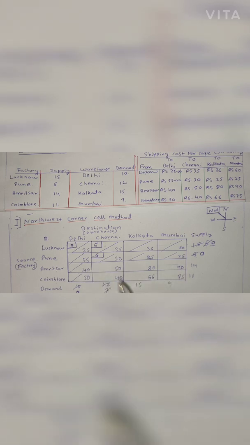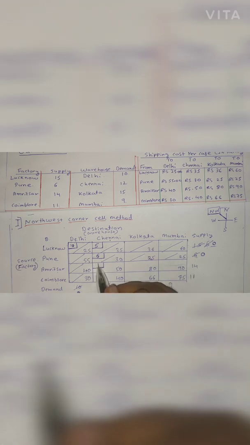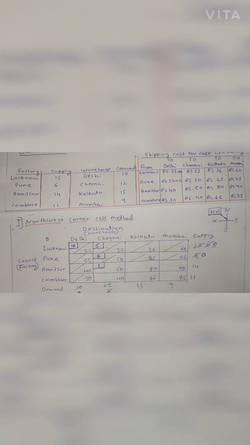Okay. Northwest corner now, this one. So we'll draw a box in the northwest corner. We'll again check the row and again check the column. In the row we'll check for the supply, in the column we'll check for the demand. The demand remaining is 1 over here and the supply remaining is 14. Which is lower? The demand is lower. So we'll write this 1 value over here.